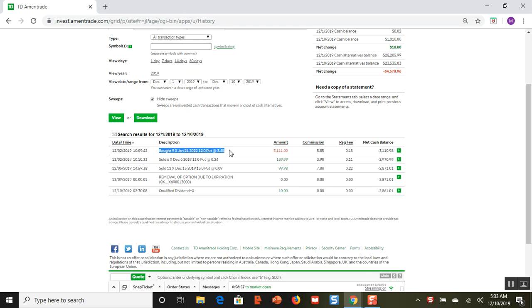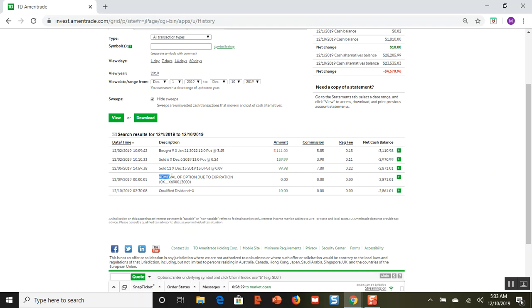I bought to open 9 put options at $345 a contract, $12 strike price, and expiration January 21st, 2022. They are the LEAPS, and so my total risk is $3,111. And then I sold 6 put options at $24 a contract, took in $139.99.